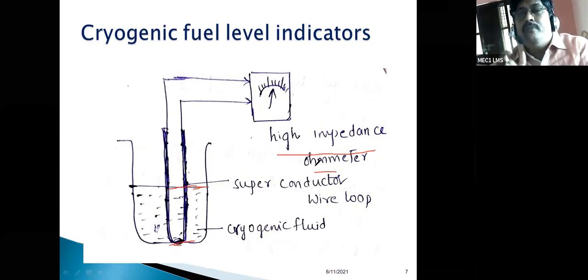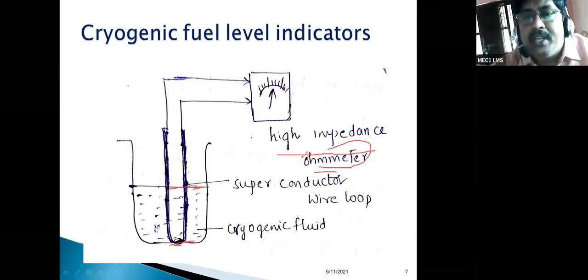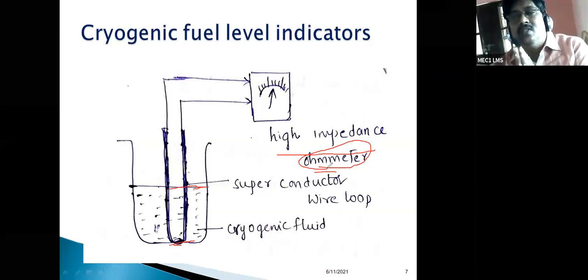The other word for resistance is nothing but impedance. So we can also call it an ohm meter. All of you know that. The name of that meter is high impedance meter, which indicates a resistance. That resistance is calibrated in terms of the level of the cryogenic fluid in the tank.